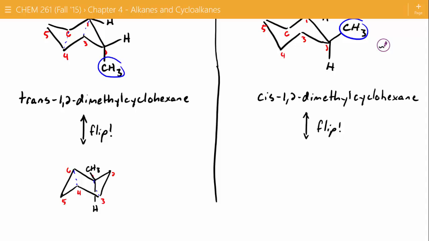Carbon 2, the methyl group should be equatorial. And its attached hydrogen should be axial now. This is still trans 1,2-dimethyl cyclohexane. We've just drawn it in its flipped form. So it sometimes can be a little tough to see. Again, if you do the top-down view, you can still see that one methyl group is closer to our eye than the hydrogen. The other methyl group is further away from our eye than that hydrogen. So it's still trans 1,2-dimethyl cyclohexane.